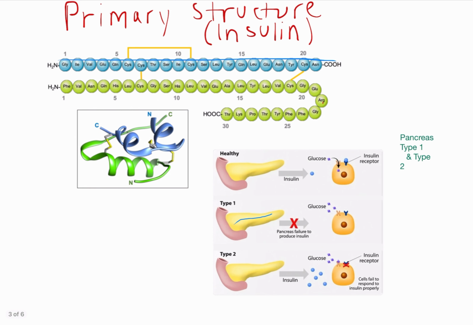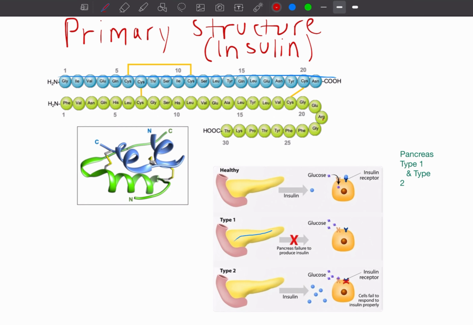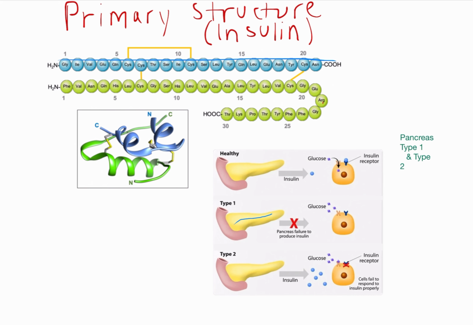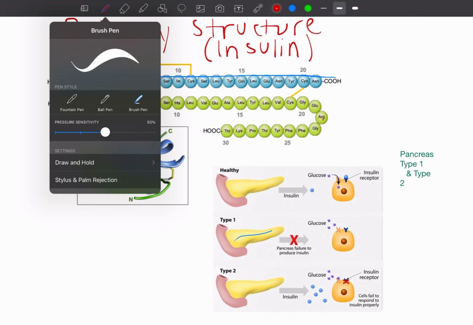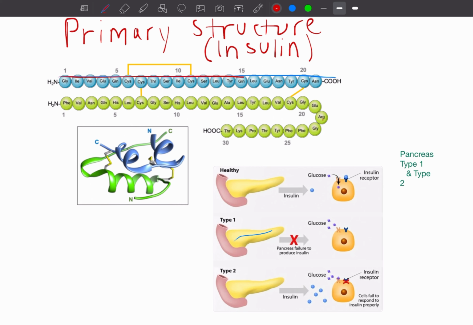So if we go on to the next slide, we're going back to primary structure. An example of that is insulin, where you have two single polypeptide sequences, as seen right up here, and then the second one here. And just to go into what insulin is, insulin is a protein that is released by the pancreas. And in a healthy pancreas, you do produce insulin, as you see here, this small blue ball.